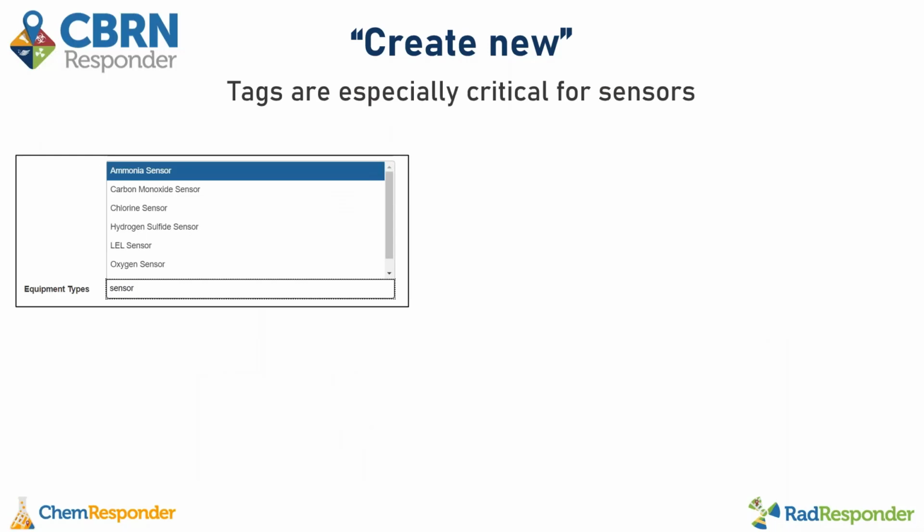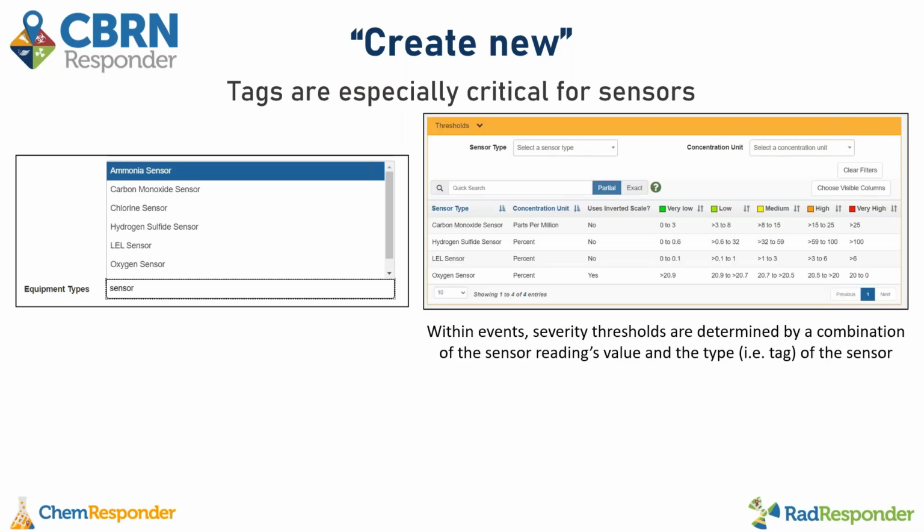Tags are especially important for sensors, for your chemical sensors. And so again, when you are adding a chemical sensor, you've got a lot of different options here in terms of the type of sensor you're adding. So we've got ammonia sensor tag, carbon monoxide sensor tag, etc. And so to speak a little bit more specifically about why these are important, again, I talked earlier about severity thresholds a little bit. And so the image I'm showing on the right side of the screen there is a table of thresholds that come from a demonstration event.